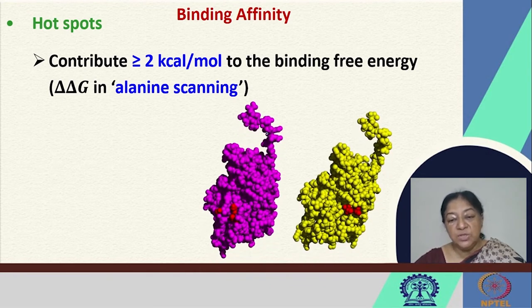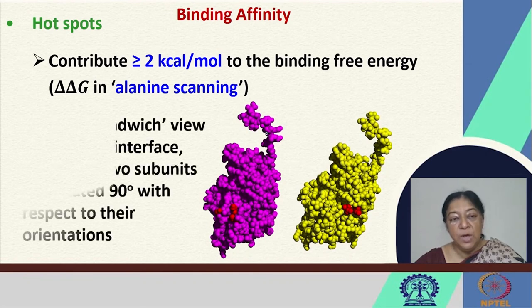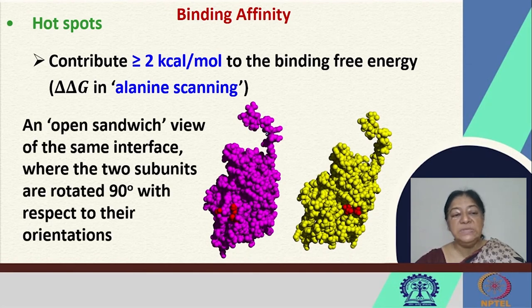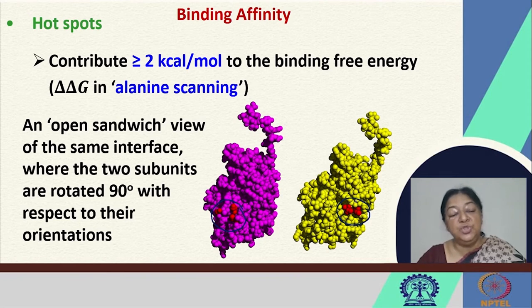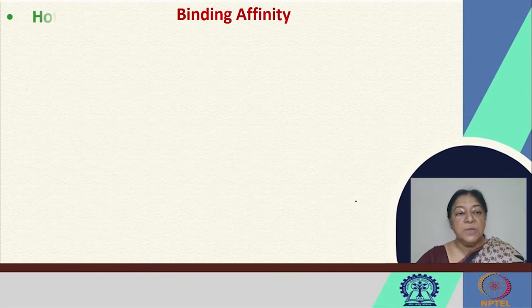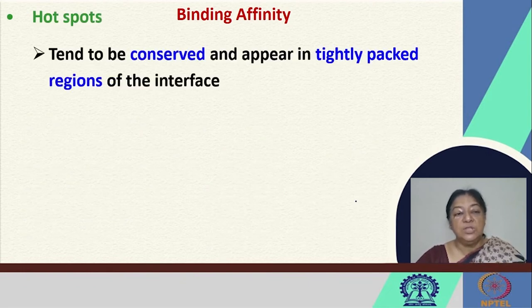And if we look at the two complexes in this form, where we have an open sandwich view of the same interface, where the two subunits are just rotated 90 degrees to each other. So this is where we have the interacting hotspot that is important in bringing these two chains together to form the specific complex. So when we look at these hotspots, they tend to be conserved in nature and they appear in tightly packed regions of the interface.